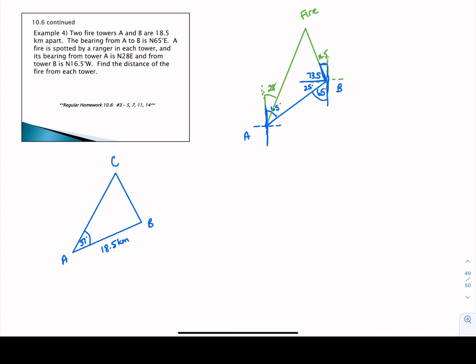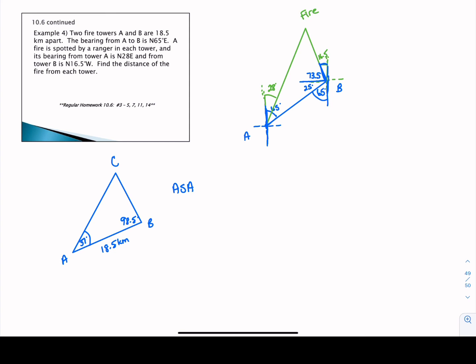So angle B is actually made up of two different components. It's 25 degrees plus another 73.5 to give us 98.5 degrees inside total. So what we have now are two angles and a side between them. So this is an ASA triangle. ASA triangles can be solved using the sine law. So go back to the question at hand.